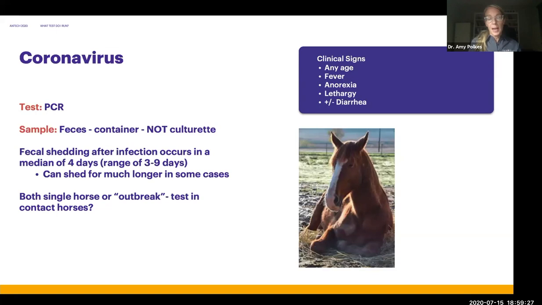Fecal shedding can occur anywhere from 3 to 9 days, and it can actually shed much longer in some cases. There was a recent report of a horse shedding over 30 days. So they really can shed for a long time. And again, it could be both a single horse or an outbreak. And there are questions like, do you want to test in-contact horses? Maybe there are horses that are not showing any clinical signs and are positive. I don't know what you would necessarily do with that information, because there's not a definitive treatment that you're going to give them, but it could give you an idea how many horses might be affected at that particular farm, or is it an individual case?